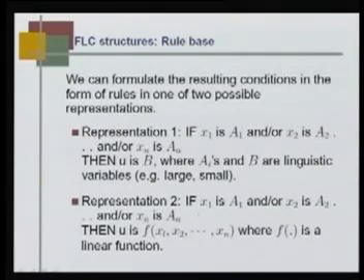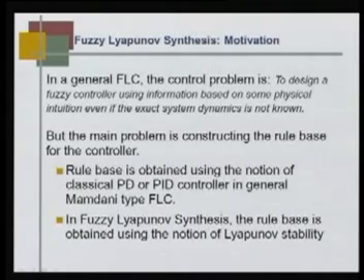Representation 2 is: if x1 is a1 and/or x2 is a2 and so on, or xn is an, then u is a definite function. In the first representation b was a fuzzy linguistic variable, whereas in the second representation u is an exact function, u is f(x1, x2, ..., xn), where f is a linear function. This can also be a nonlinear function, but normally it is a linear function.